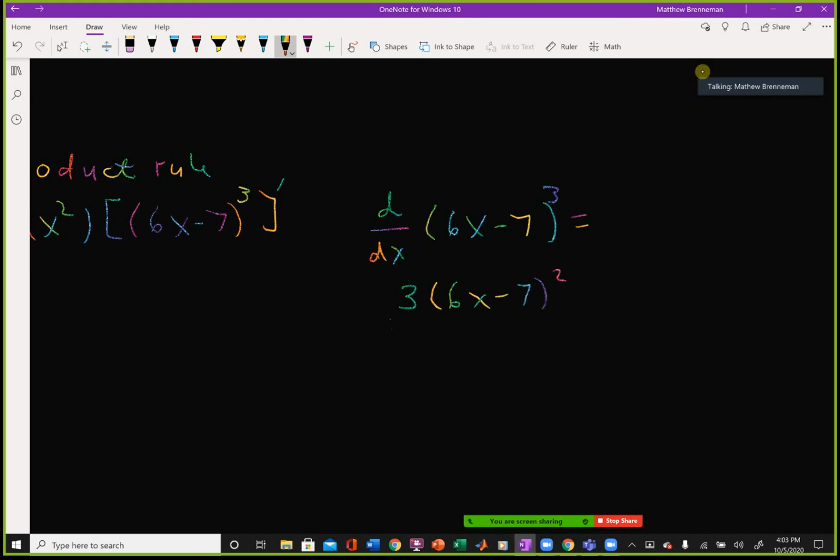This is the derivative of the outer function. And the derivative of the inner is easy, right? It's just the derivative of 6x minus 7 with respect to x. So that's just going to give me 6. So I can go back and plug that in.